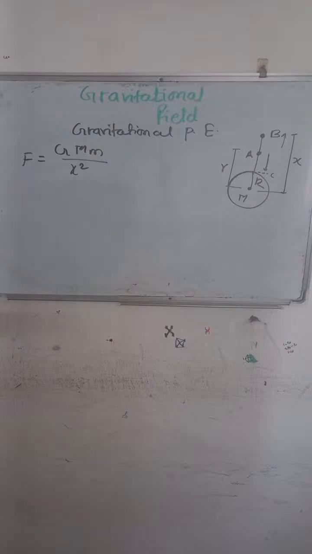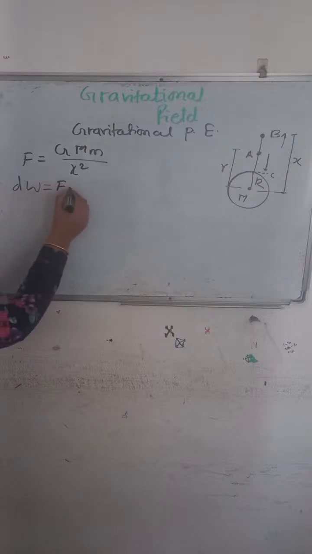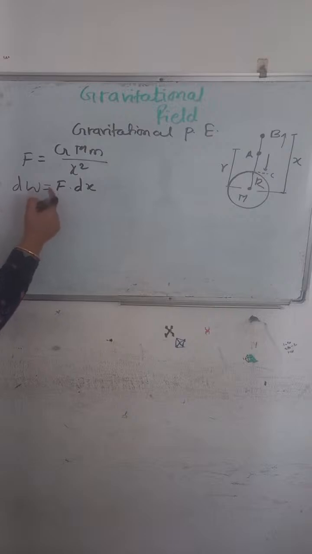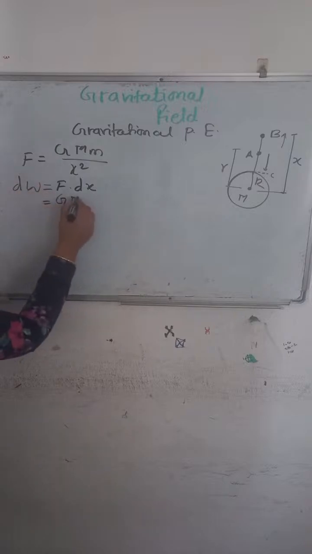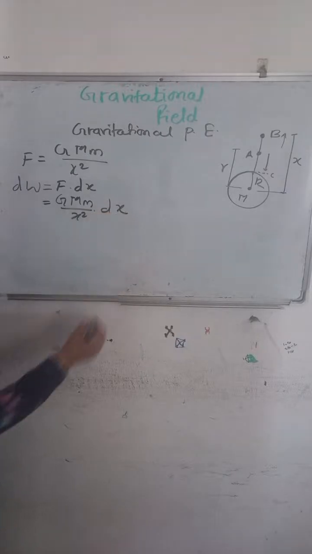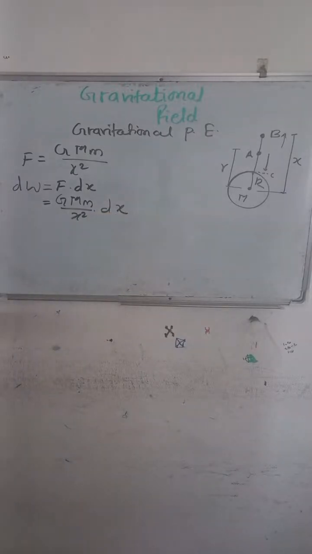So that small work done, dW, work done is nothing but what? Force into displacement. So I can write dW is equal to F into dx. So F I know here, F is nothing but GMm upon x square, GMm upon x square into dx. So this is nothing but your work done.